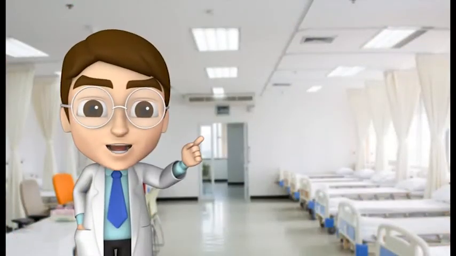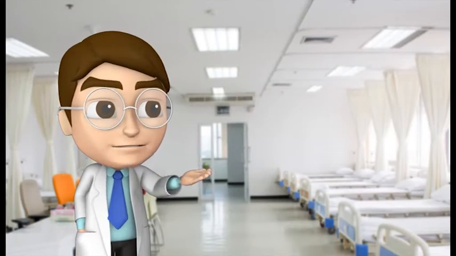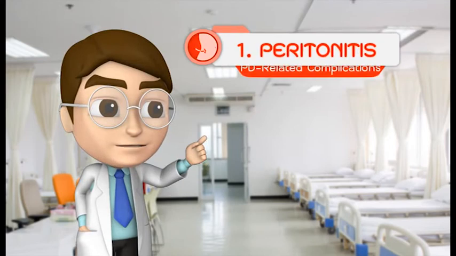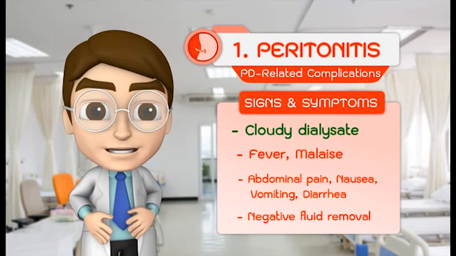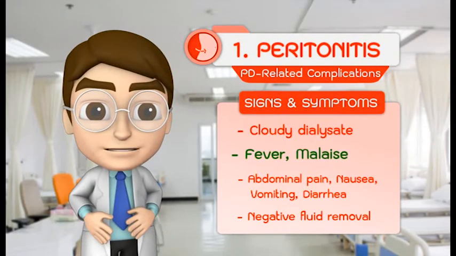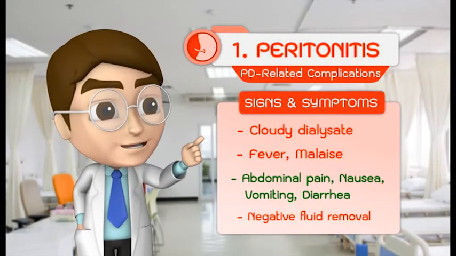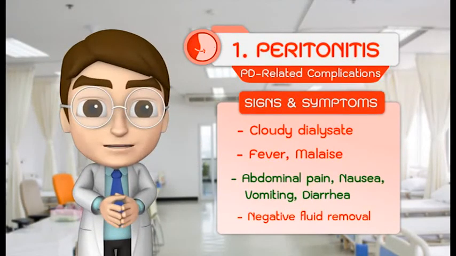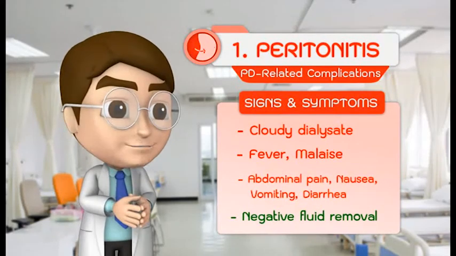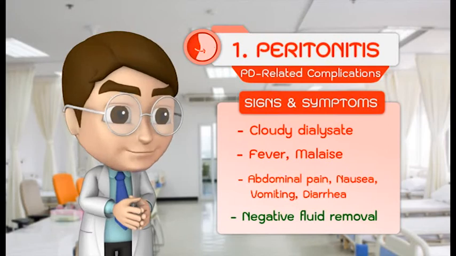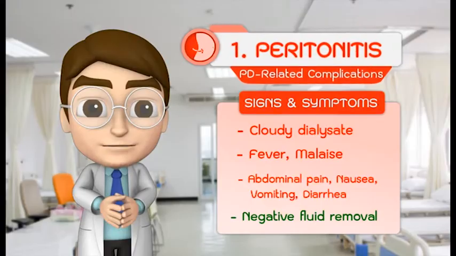The following problems and complications may occur while performing PD. 1. Peritonitis. Symptoms include cloudy dialysate bag with or without fibrin, fever with a temperature higher than 37.5 degrees Celsius, abdominal pain, nausea, vomiting, or diarrhea that is not the result of food poisoning, or inadequate fluid removal from the bag exchanges. These are caused by an invasion of external pathogens into the patient's abdominal cavity.